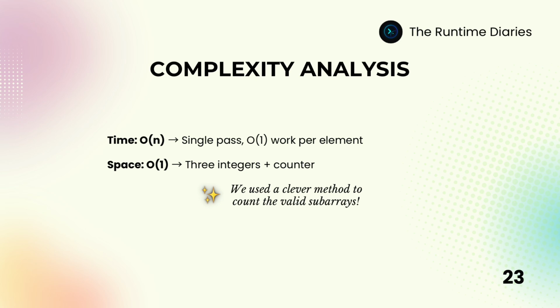This solution runs in O(n) time. We make exactly one pass through the array, doing constant work at each position. It uses O(1) space, and we need only three integer variables to track positions, plus one counter for the answer. This is optimal. There is no way to solve this problem faster than O(n), because you must at least look at every element once to know what's in the array.